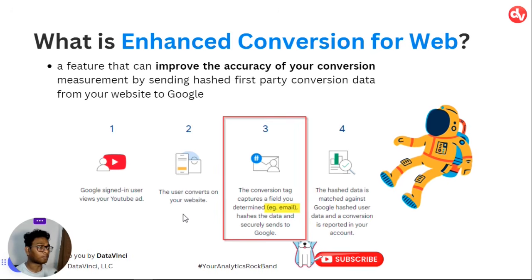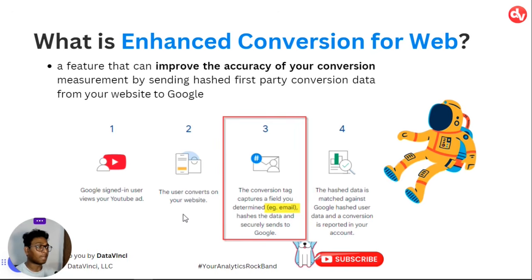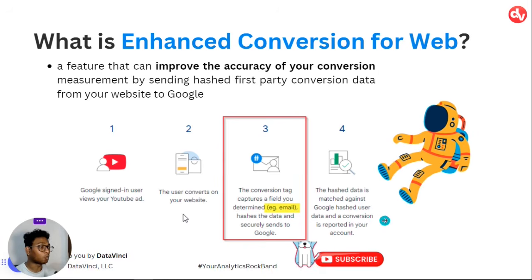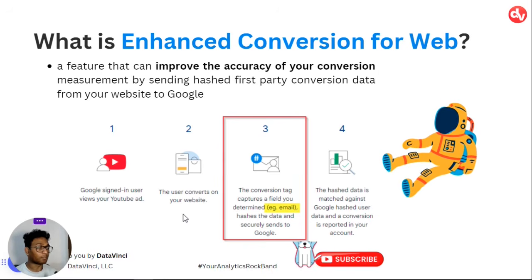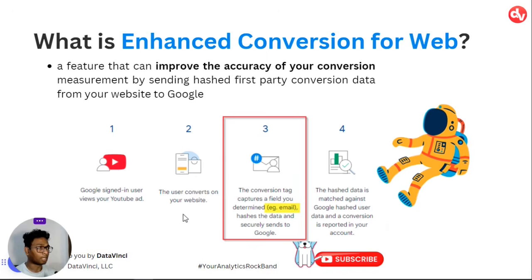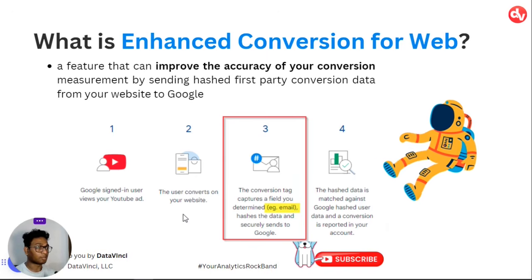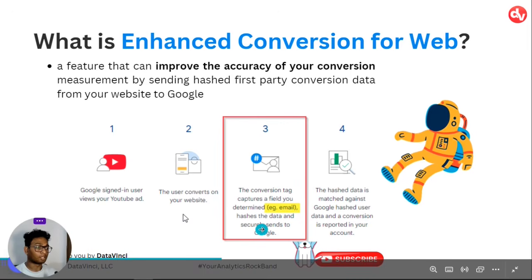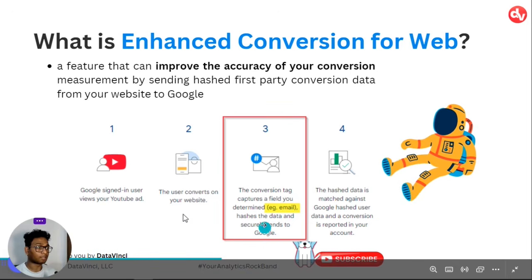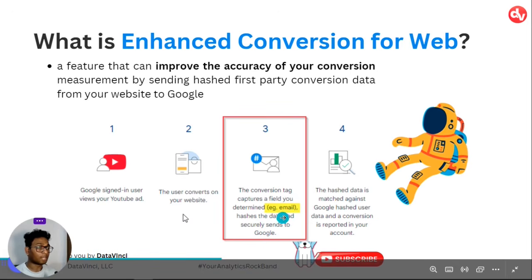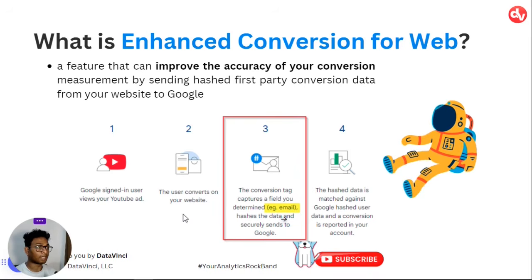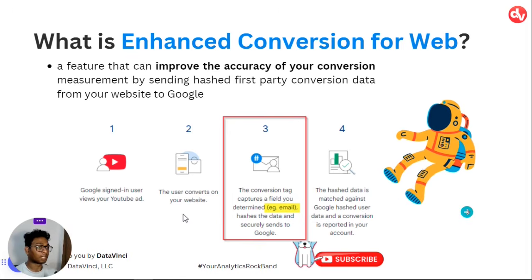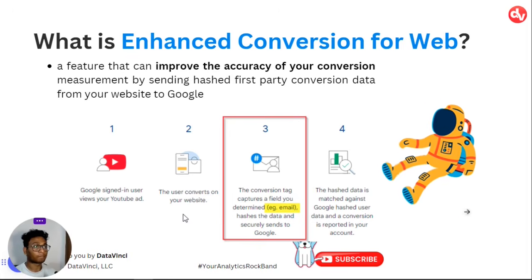And once that is hashed, it would be sent back to the Google servers. And once it is received at the Google servers, that hashed data will be matched against the Google hashed user data, and a conversion will be reported into your account, which will be fairly more accurate than the usual measurement data. And why is it called enhanced conversion for web? The reason is that we are gathering something more than just the conversion data. We are gathering the first-party user data along with the conversion data. That is why it is called enhanced conversion for web.